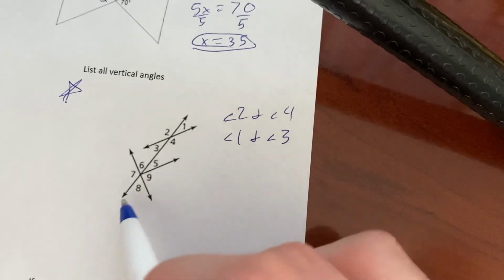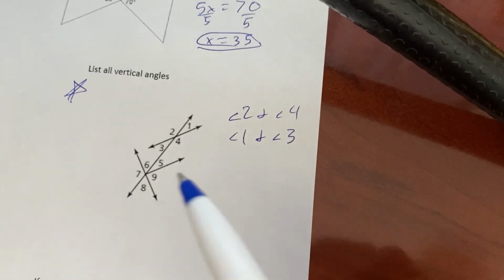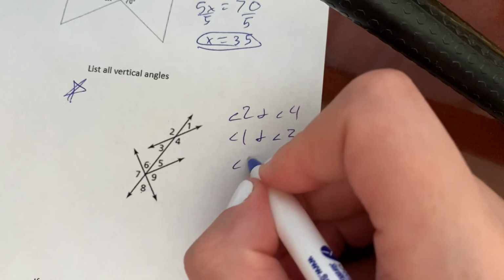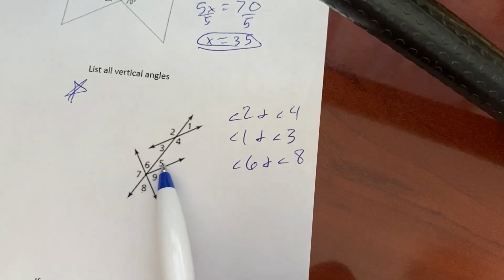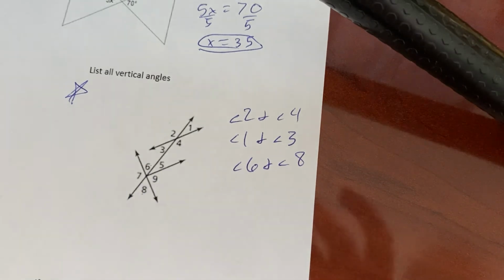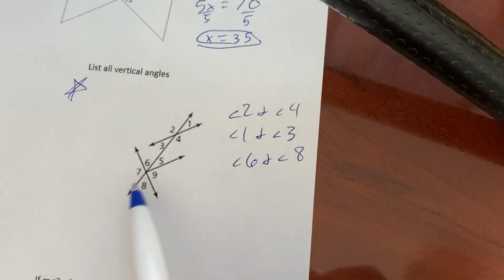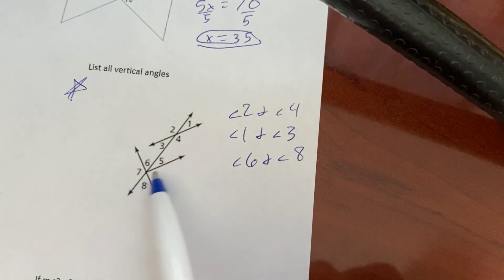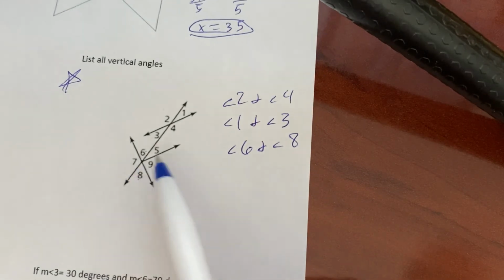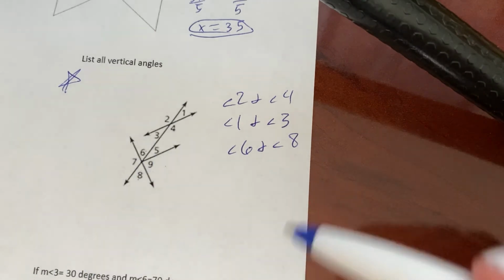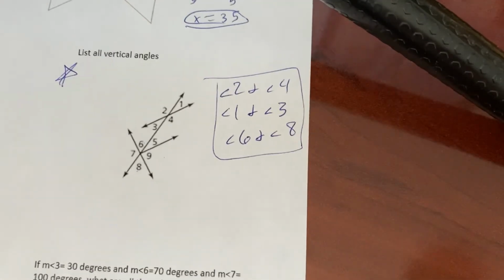Angle 1 and angle 3 are vertical angles. Then it gets a little tricky when you get to this part, okay? Angle 6 and angle 8, these are. But is 7 and 5 or 7 and 9, are these vertical angles? No. So we can't necessarily say 7 and anything else. So just be careful with the test question on that, because 7 and 9 are not vertical angles and 7 and 5 are not vertical angles, okay? So these are all of our options.